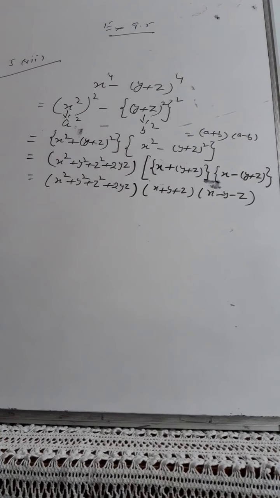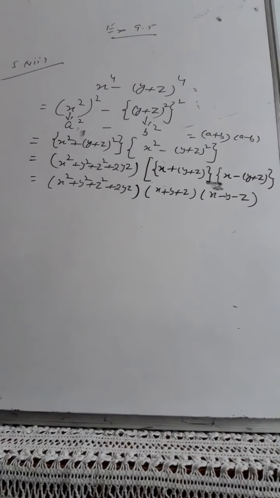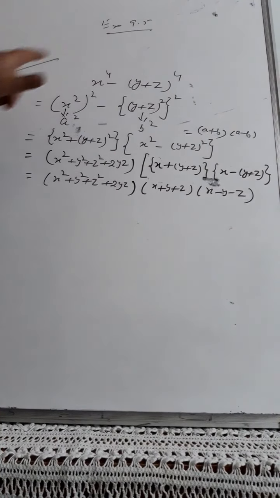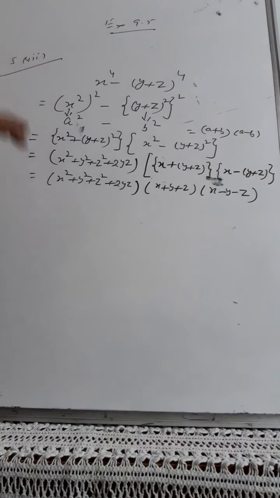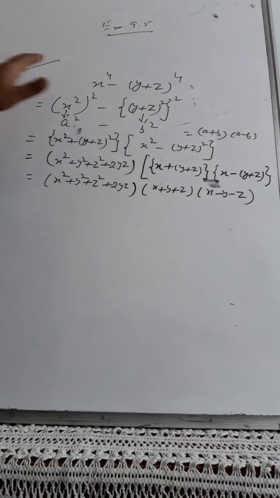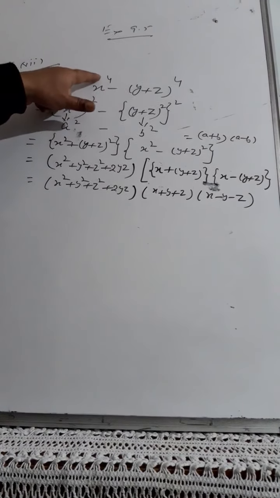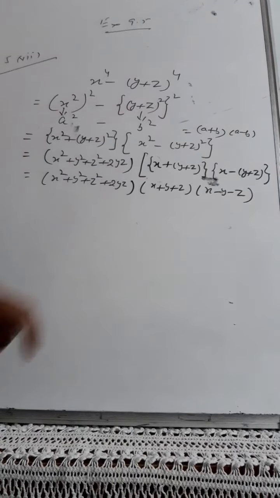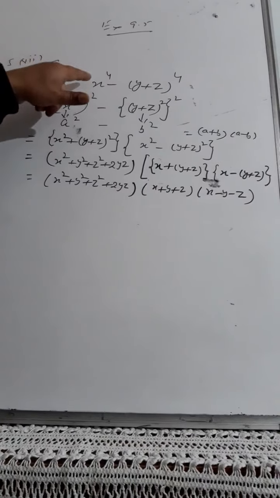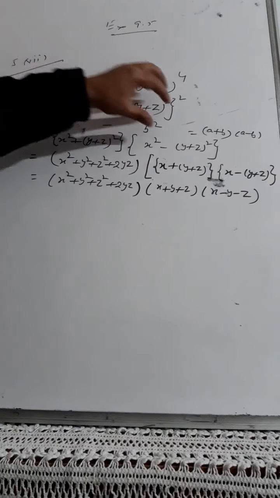There are a few queries. First of all, I'm answering your exercise 9.5, question number 5, seventh part: how to solve this. So here is the solution for that particular part. The question is x raised to the power 4 minus (y plus z) raised to the power 4. First of all, you need to convert it in the form of a square minus b square.